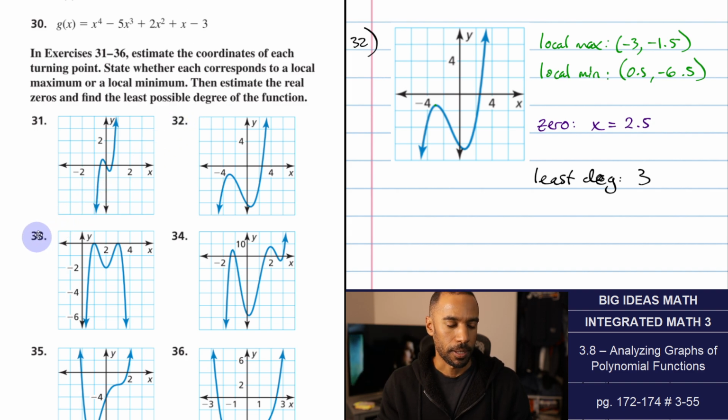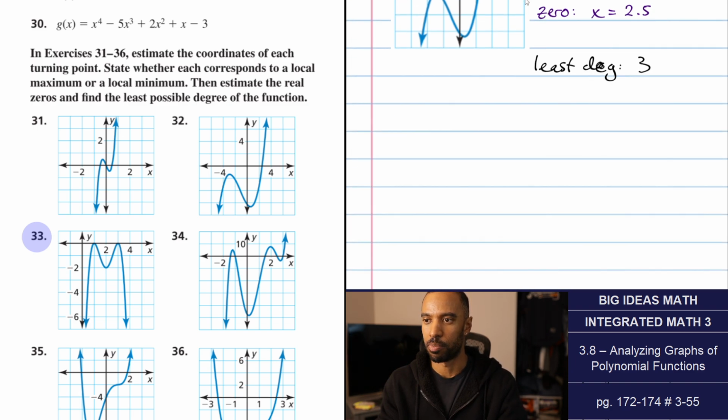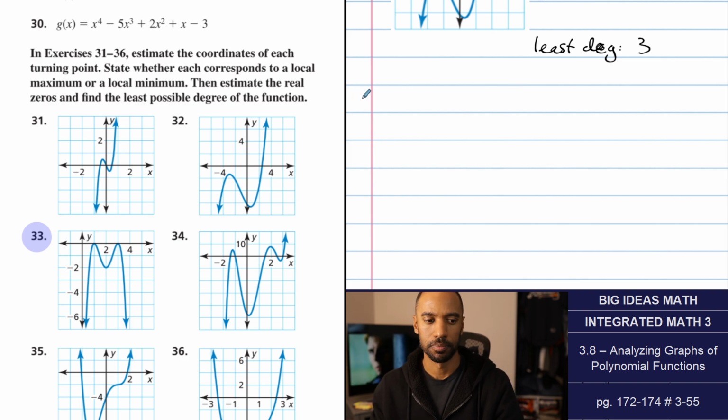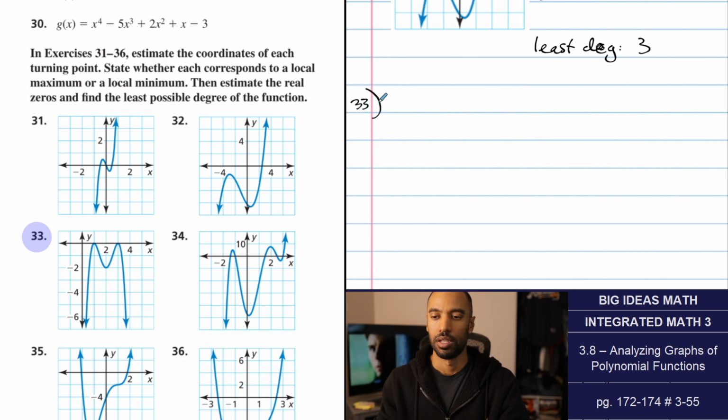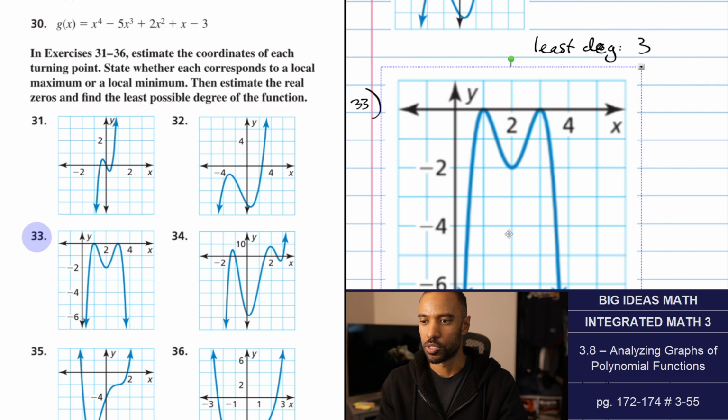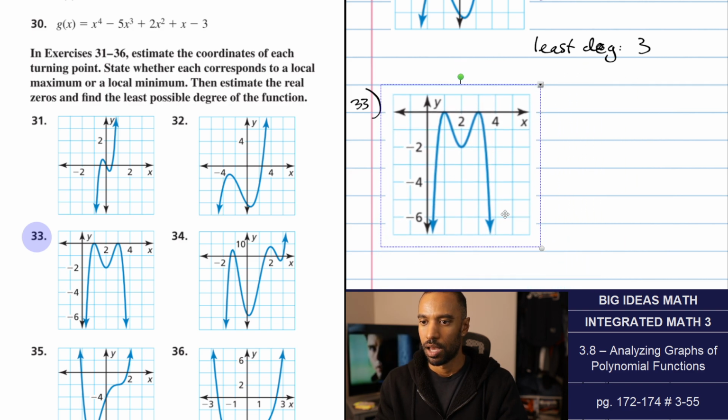Okay, number 33. A little bit different. We've been dealing with a lot of cubics lately. Well, actually, we've been dealing with a lot of things lately on our graphs. But when they give us a graph or a function, a lot of cubics. This one's not.